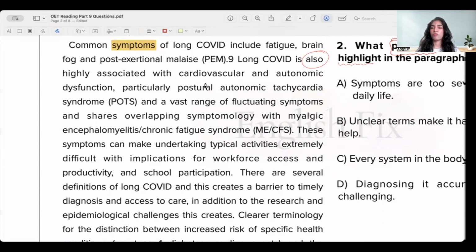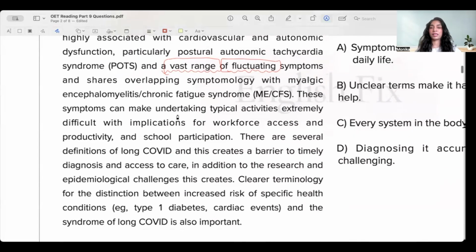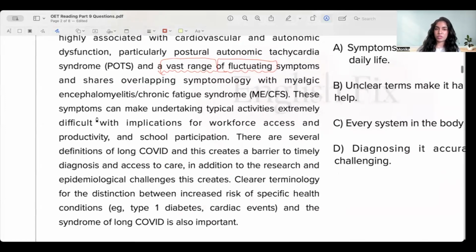Look at this phrase, a vast range. A vast range is telling me that, listen, it's quite a lot. They are trying to bring my attention to fluctuating, going back and forth, those kinds of symptoms, and shared overlapping symptomatology with other things. Doesn't matter, these details. I know symptoms and disease is the main thing. That's problematic.